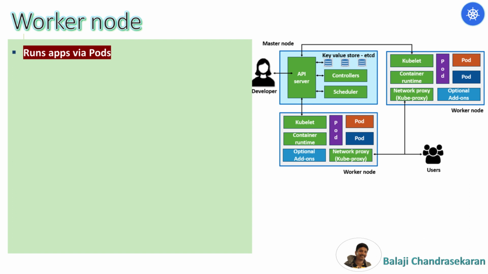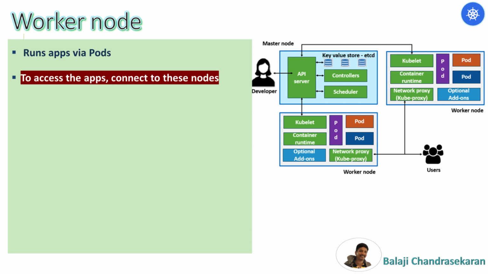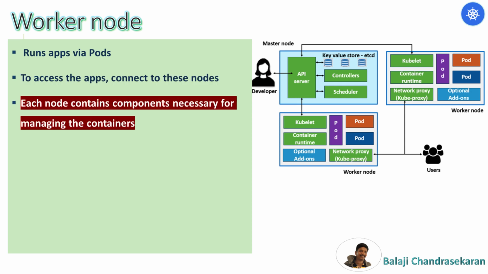Worker node runs apps via pods, and master node controls the pods. Pods are scheduled on a physical server, slave node. So when you want to access the apps from an external environment, you'll have to connect to these nodes. Each worker node contains components necessary for managing the containers.